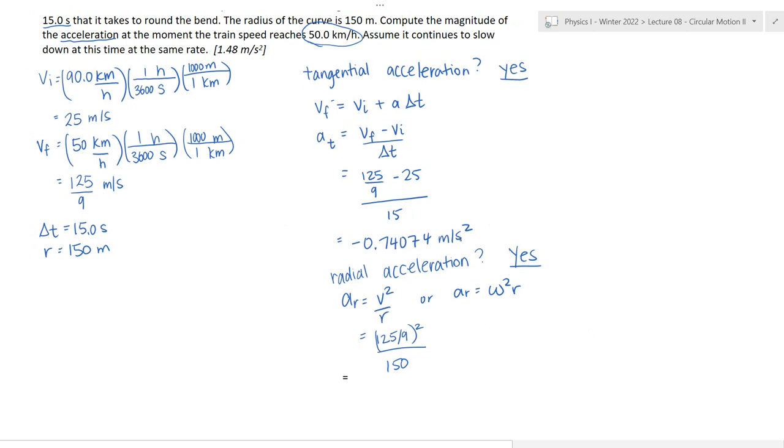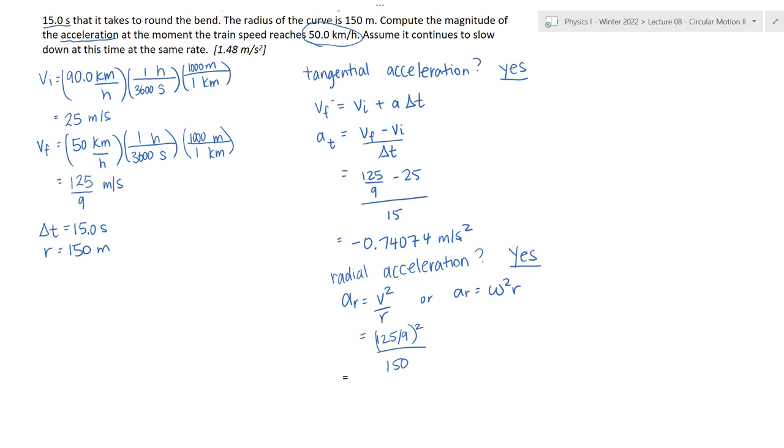Okay, so the question asked for the acceleration, and I found the tangential acceleration, and then we found the radial acceleration. But which is it that it's asking for? We found both. When it asks for acceleration, that means you need to find the total. First ask yourself, is there a tangential acceleration? If the object is speeding up or slowing down, the answer is yes. If it's moving at a constant speed, then it would be no. You also have to ask, does it have radial acceleration? If it's traveling in a circular path, the answer is yes. If it's traveling in a straight line, the answer would be no.